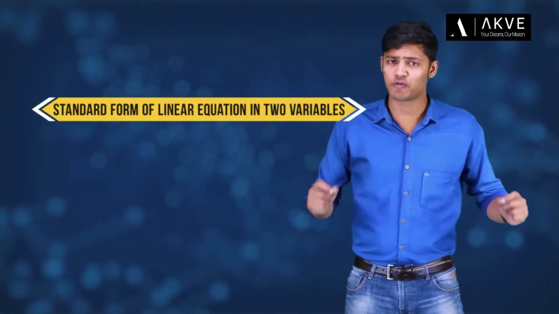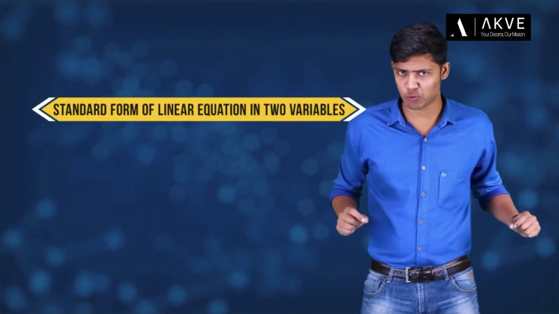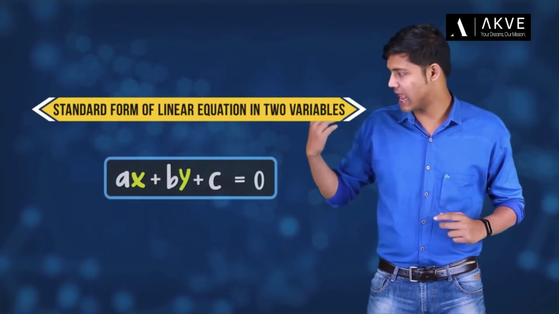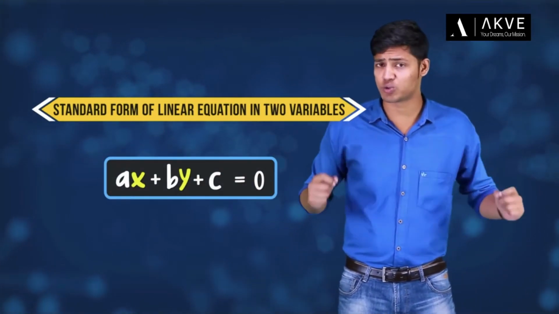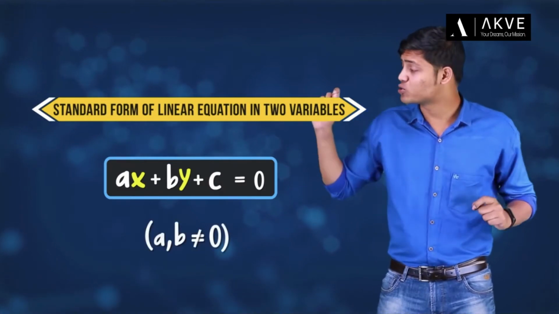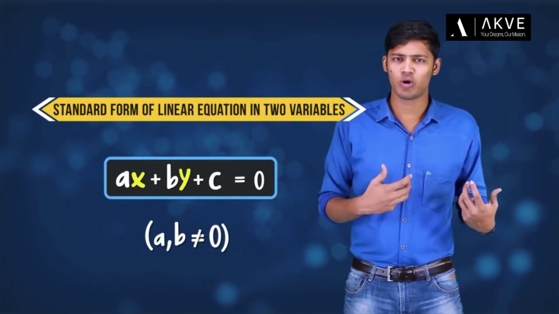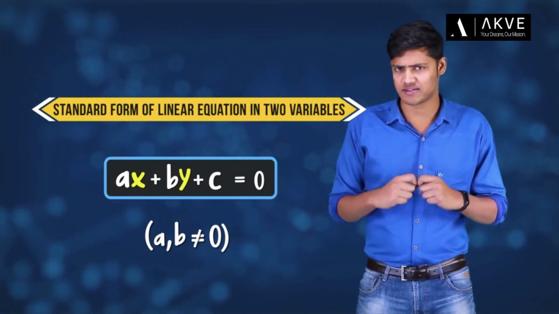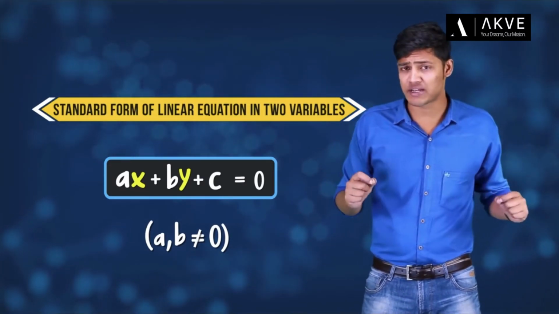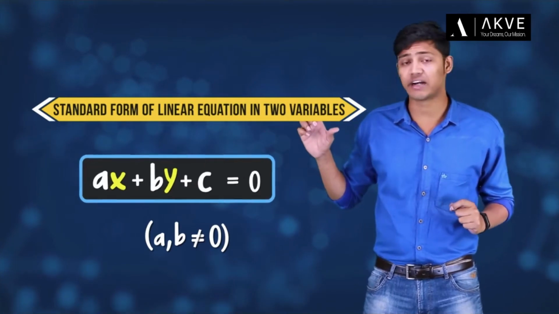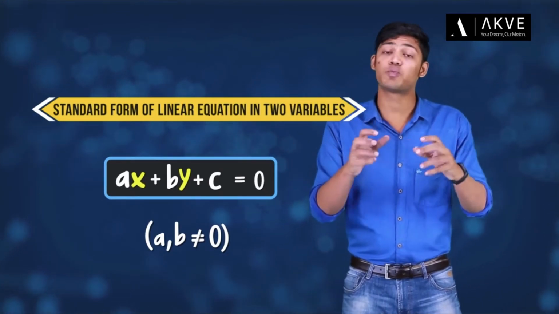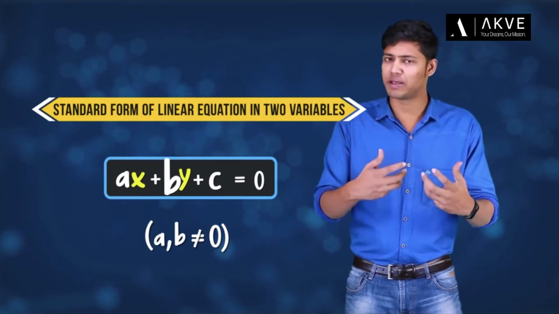So, the general form or the standard form of a linear equation in two variables is ax plus by plus c equal to 0, and the values of a and b must never be equal to 0. Now, let's do some simple exercises. Let's try to express equations in the standard form and find the corresponding values of a, b and c.